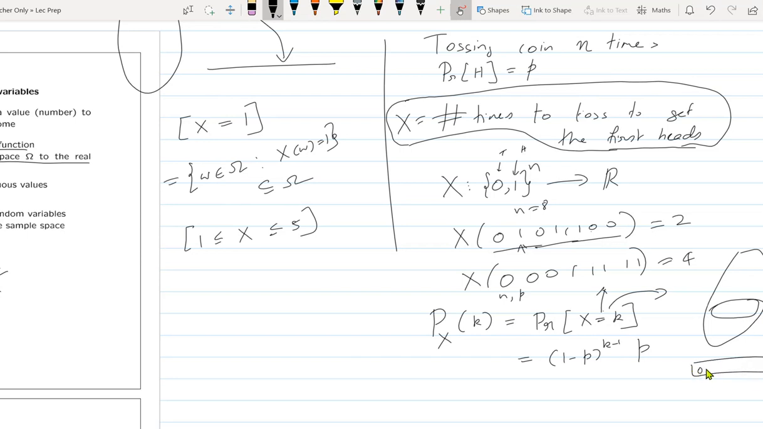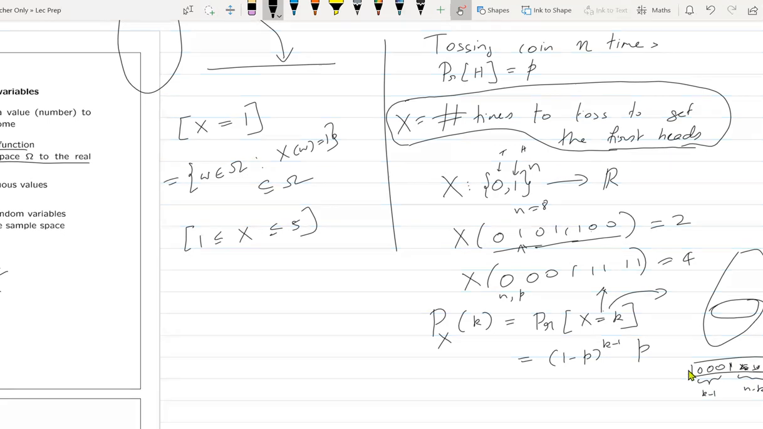Yes, sir. So the k minus 1 bits have to be 0. The kth bit has to be 1. And the rest of the n minus k bits can be anything. We don't care. Yeah. And how many elements, and what is the sum of probabilities of all those elements?